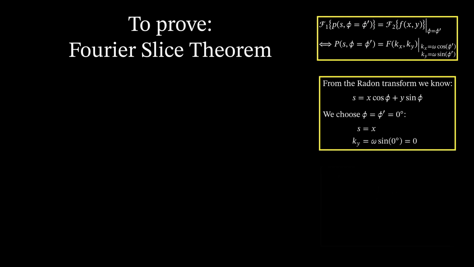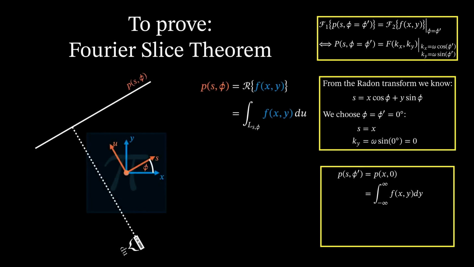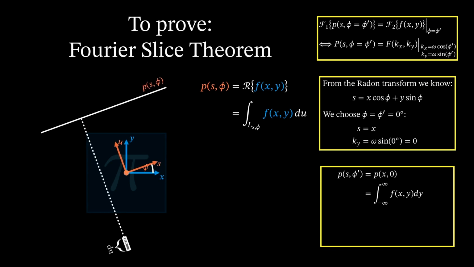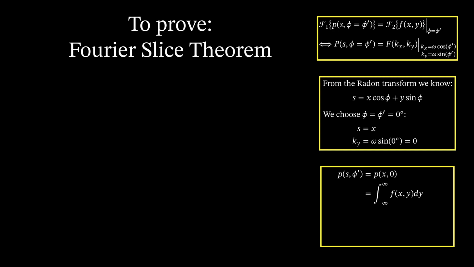For our projection, that means that we can simply integrate f of x and y over dy. Looking back on the radon transform, we see that for our angle of 0 degrees, u is equal to y, so du becomes dy. As well, we see that s is indeed equal to x. Later, we will need the Fourier transform of the detector function, so we can already write this down.